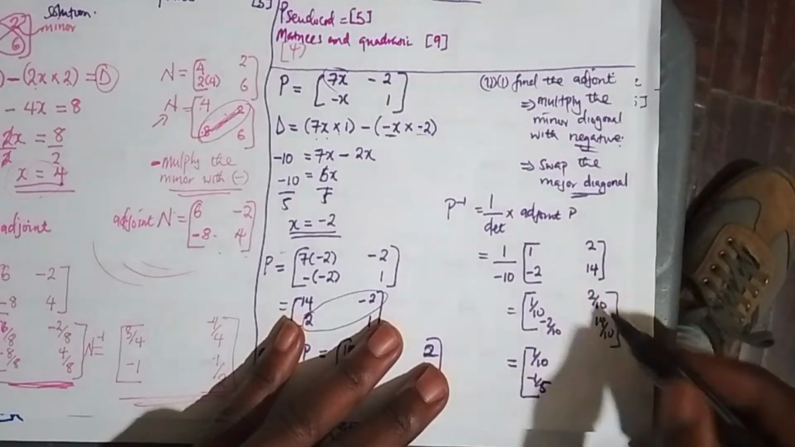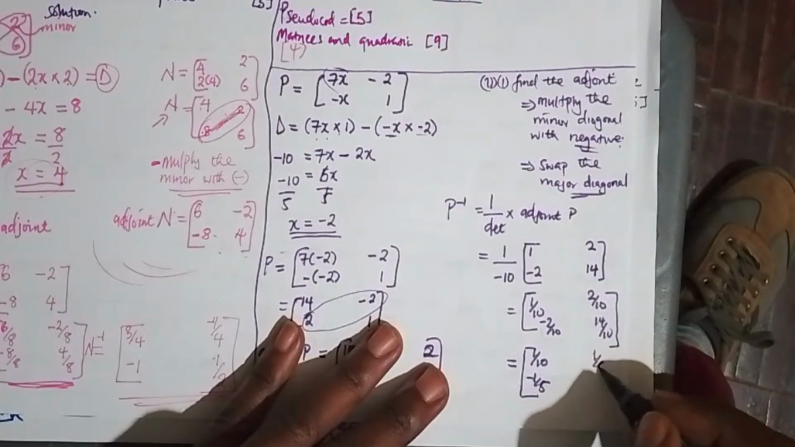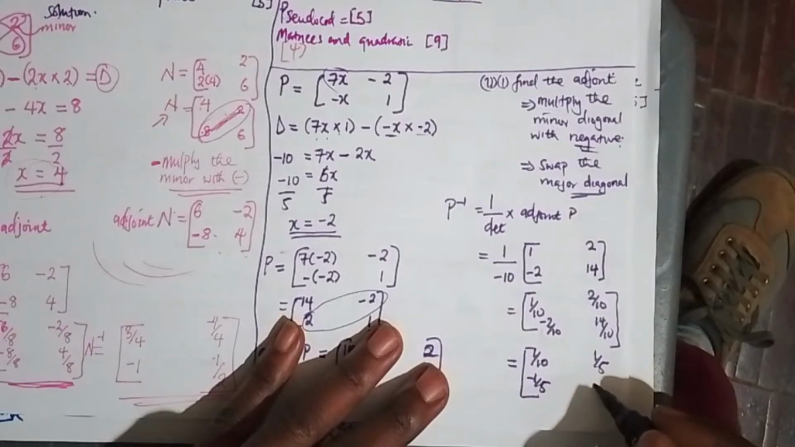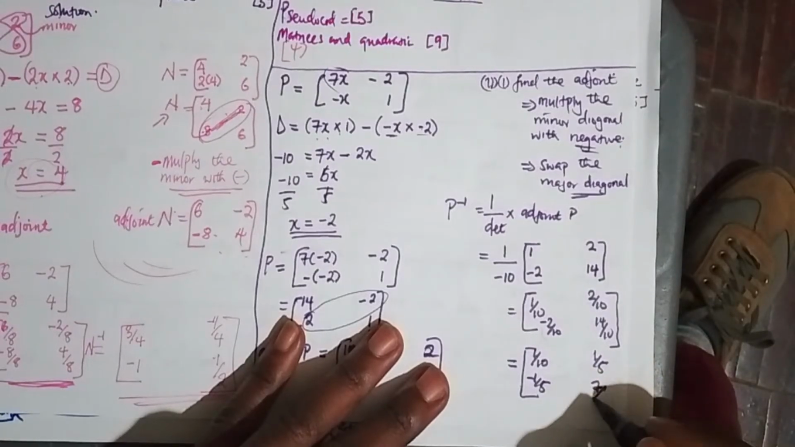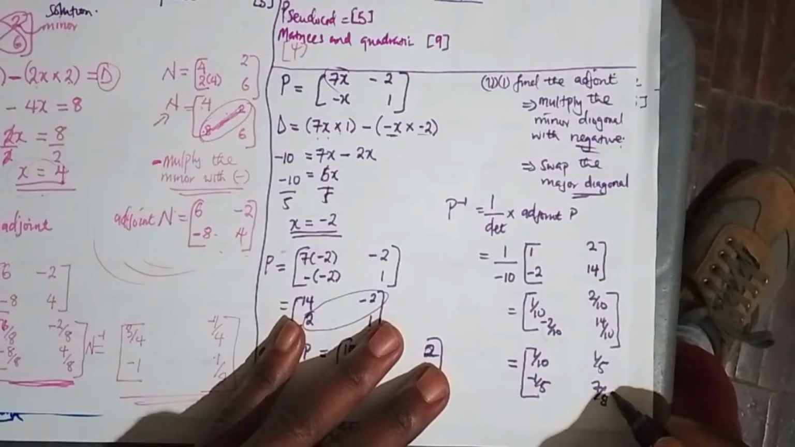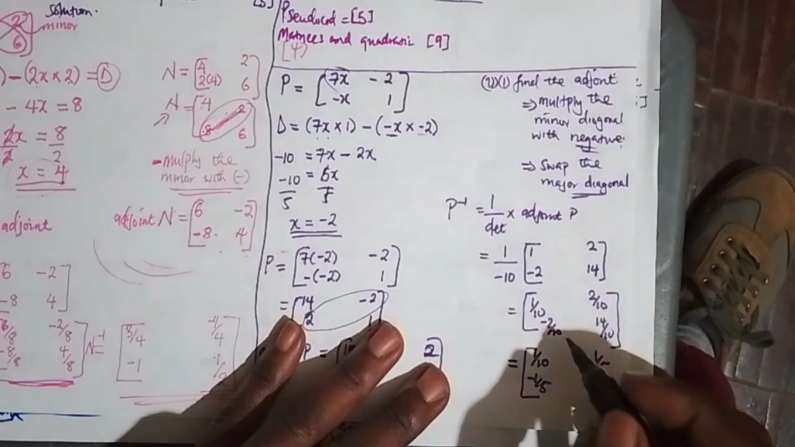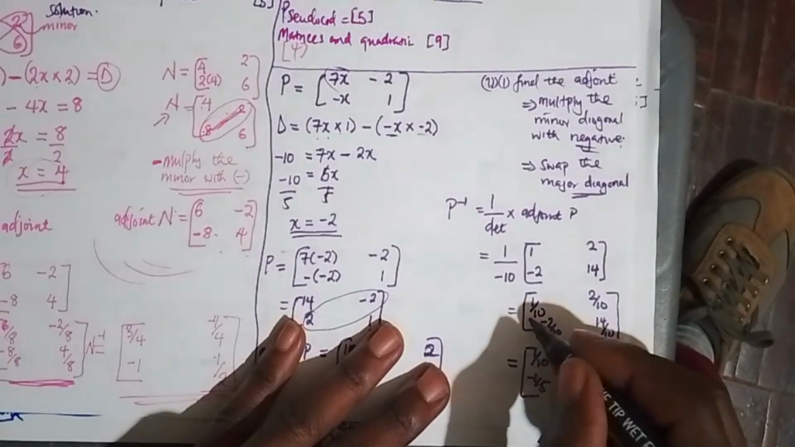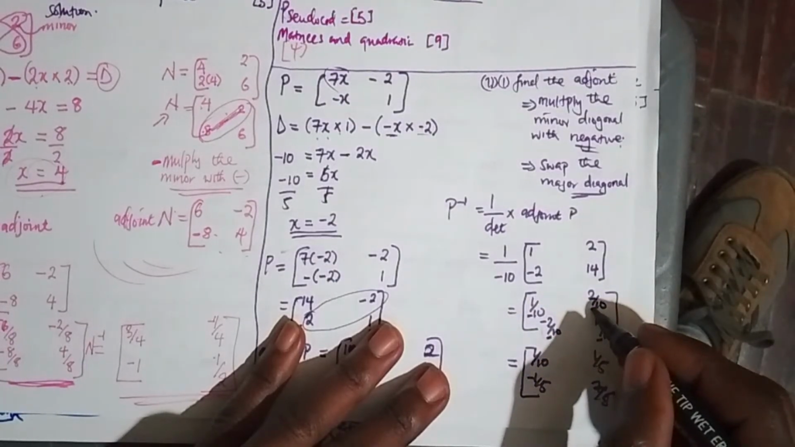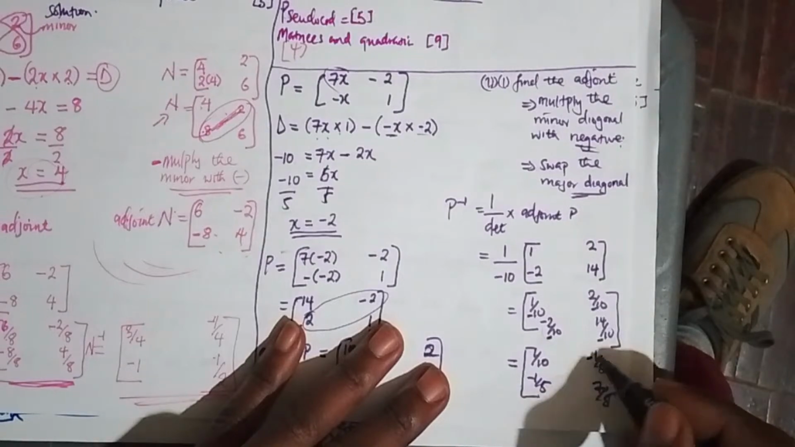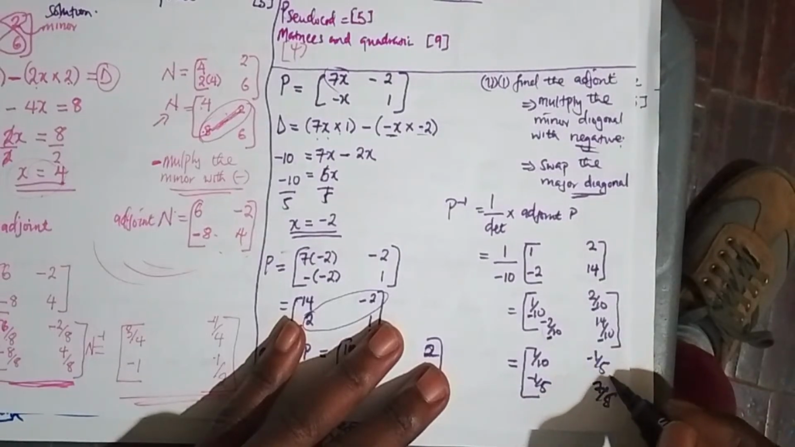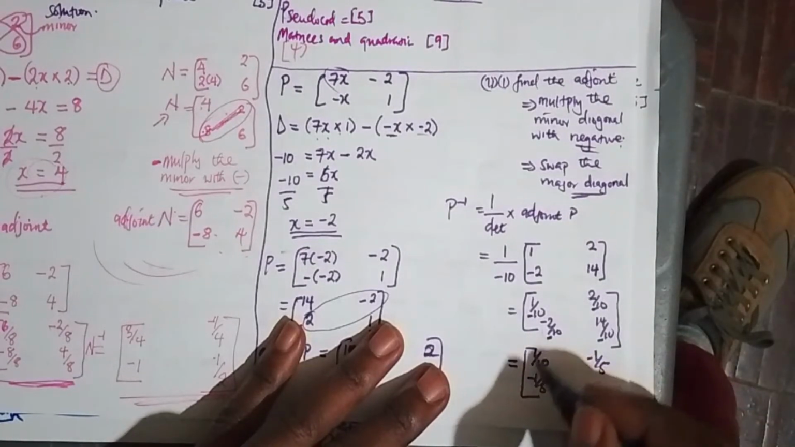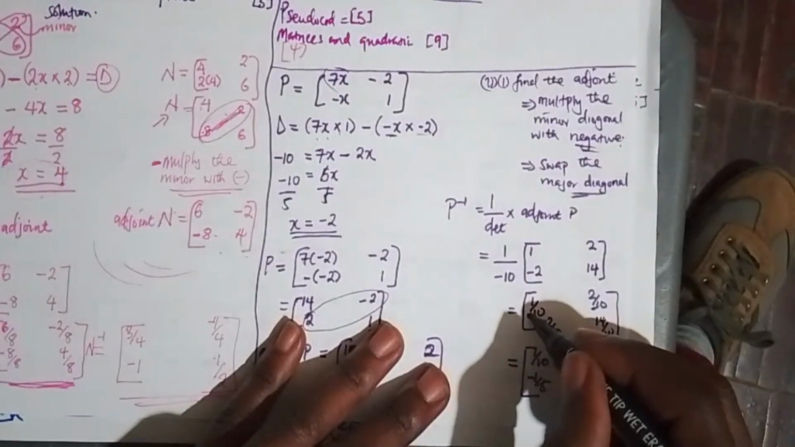Yeah, and this can also be simplified. We have 1 over 5. This can also be simplified to 7 over 5. But remember, I made the mistake. Negative 10 is negative, not positive, sorry. So negative 10 here is negative. So here is negative 1 over 5. Here is positive, the way I wrote it.